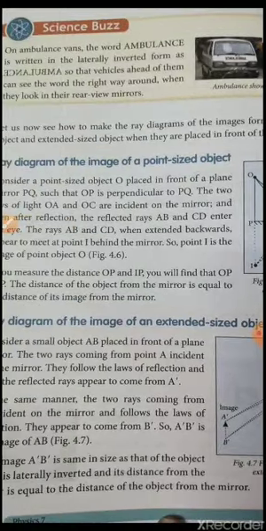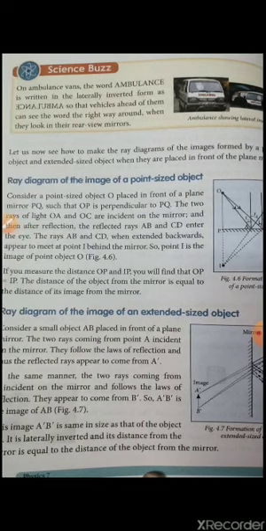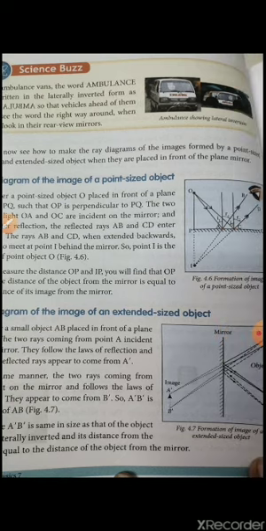the ray diagram of the image of an extended size object. First I sent a video for a point sized object. Point size means it is going to be a dot size. Now the case is for an extended size. Extended size means imagine I keep a pencil, something much bigger than a point. Now how is the image going to be formed?